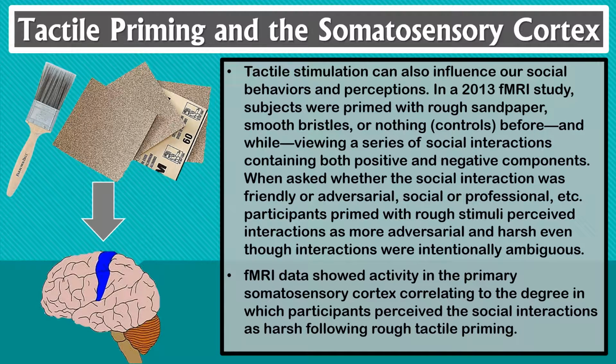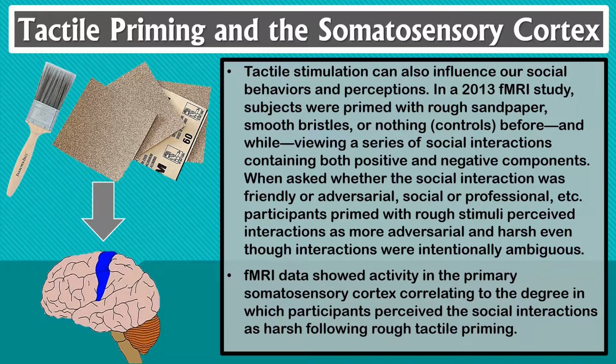In a 2013 fMRI study conducted by Schaefer et al., participants were given no tactile stimulation, or they touched rough sandpaper or the smooth bristles of a paintbrush before and during viewing the first 5 seconds of a 19-second social interaction that contained both positive and negative components. The participants viewed a total of 96 social interactions and were then asked to answer questions regarding the nature of each. The questions asked whether the social interactions were friendly or adversarial, social or professional, and so on.